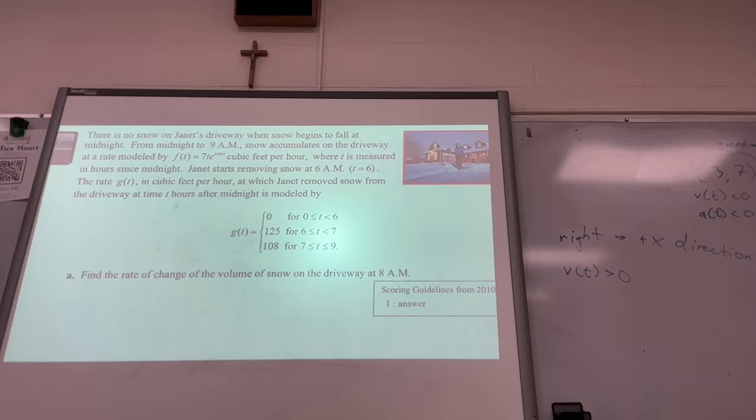It's going to equal f of t, the rate at which it accumulates, minus the rate at which it's removed. Does that make any sense? That's going to be 7t e to the cosine t, minus g of t. So it's actually going to be a piecewise itself. So you should do S prime of t equals, and then a piecewise.